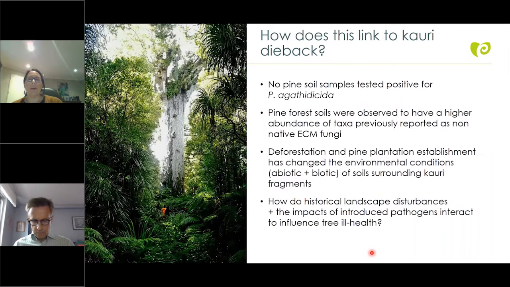And how does this link back to dieback? Well, also interestingly, we didn't find any of the pathogen in the pine forest that we sampled.